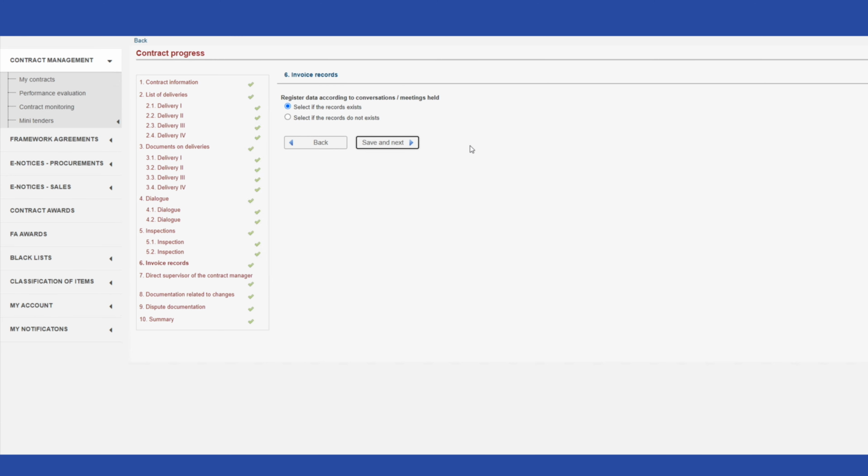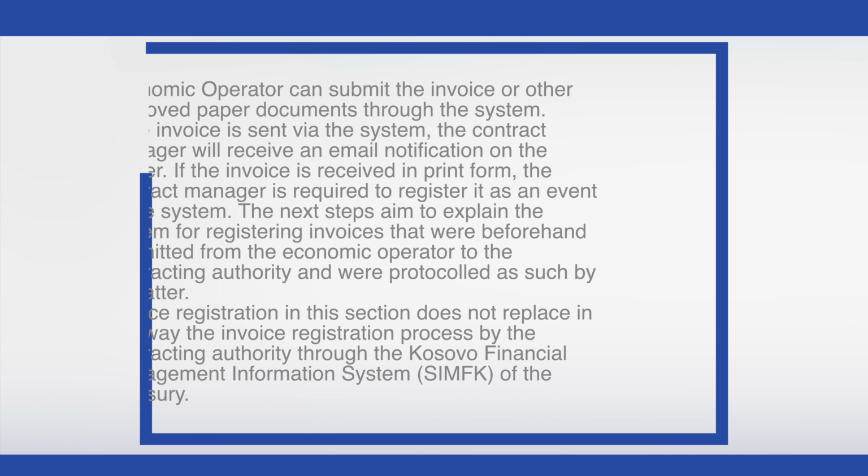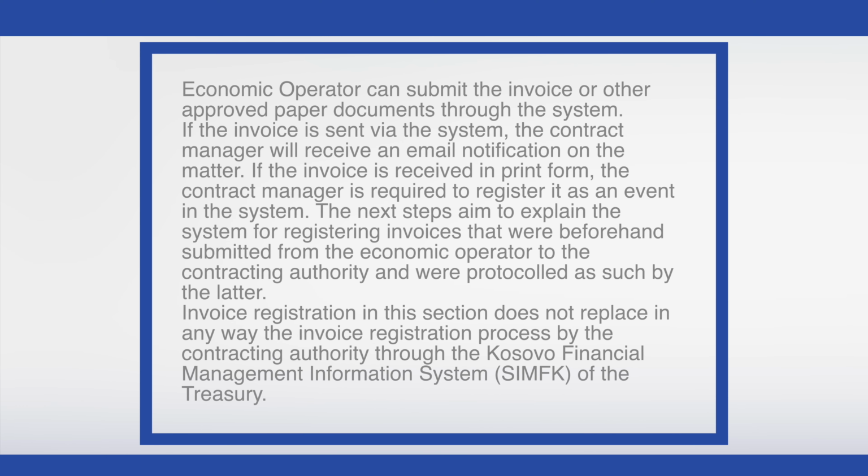Following is an explanation on registration of invoices by the contracting authority and economic operator. Economic operator can submit the invoice or other approved paper documents through the system. If the invoice is sent via the system, the contract manager will receive an email notification on the matter. If the invoice is received in print form, the contract manager is required to register it as an event in the system. The next steps aim to explain the system for registering invoices that were beforehand submitted from the economic operator to the contracting authority and were protocoled as such by the latter.